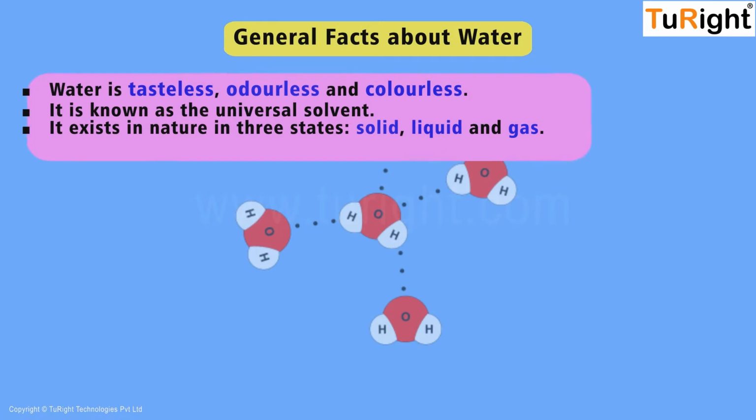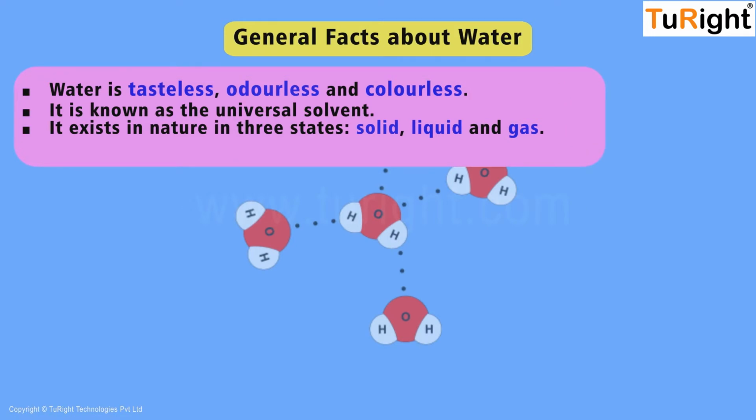A water molecule is made up of 2 hydrogen atoms and 1 oxygen atom. That is why water is represented by the chemical formula H2O.